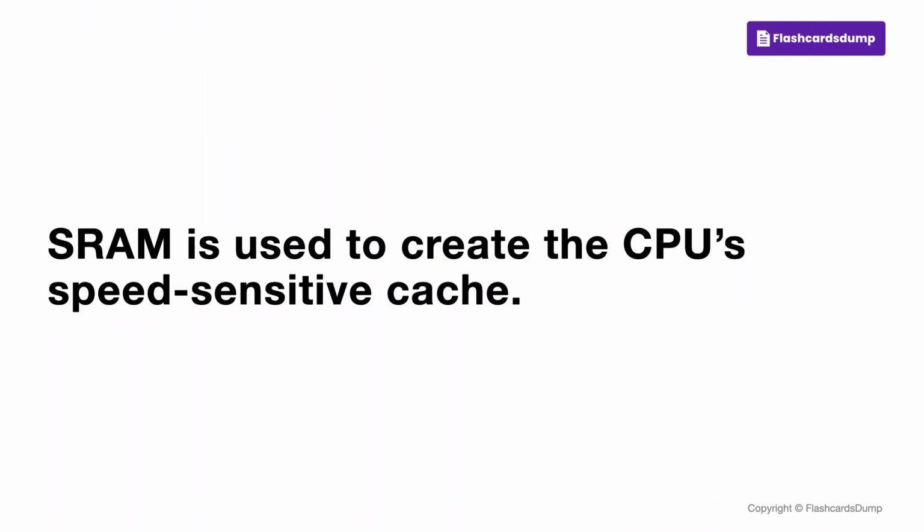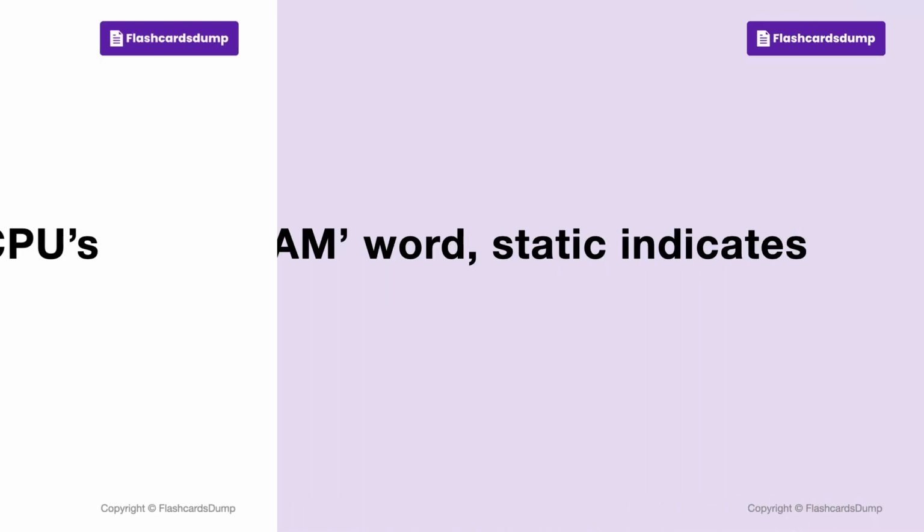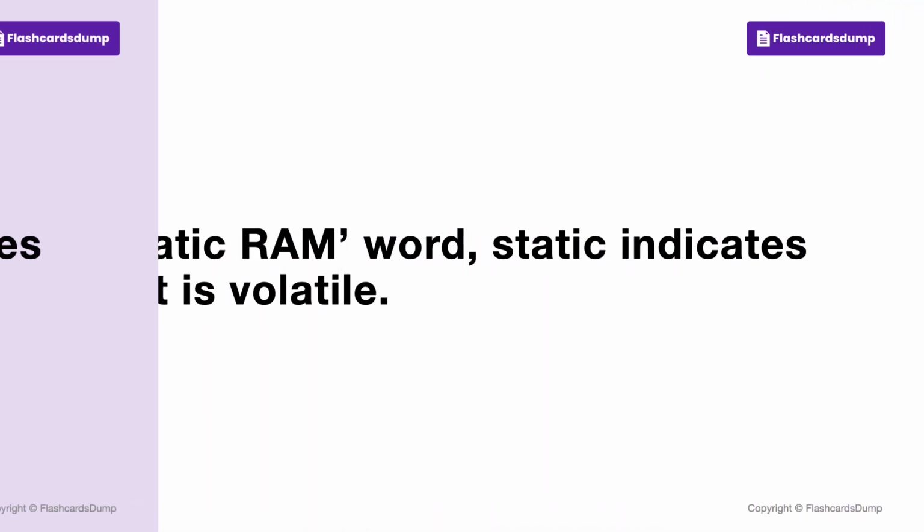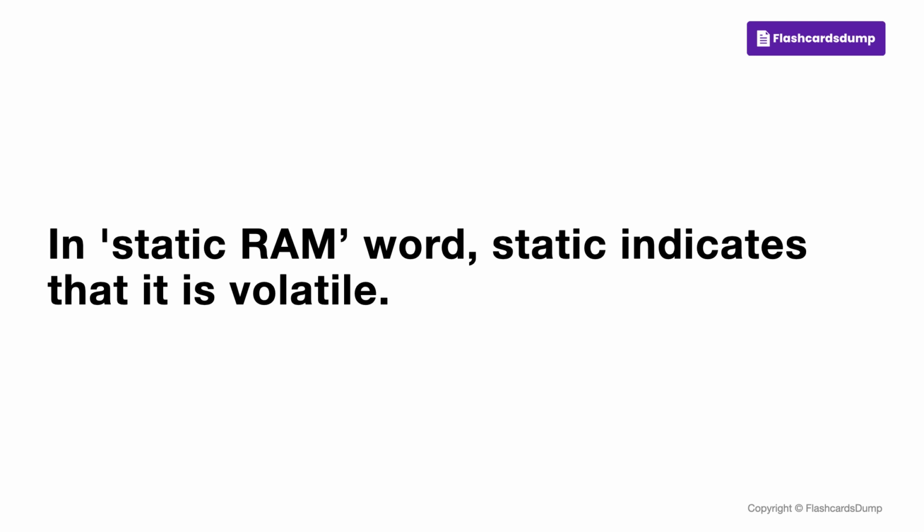SRAM is used to create the CPU speed-sensitive cache. In static RAM, the word static indicates that it is volatile.